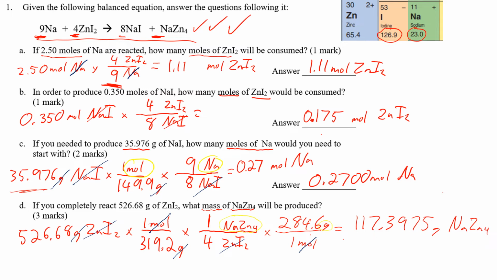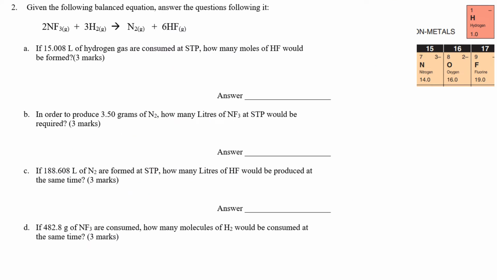Okay, now for sig figs, this is 5 sig figs. 319.2 is 4 sig figs. The ratio has no significance. 284.6 is 4 sig figs. So my answer should be 4 sig figs. So my answer should be 117.4 grams of NaZN4. Okay? Okay. Next one.